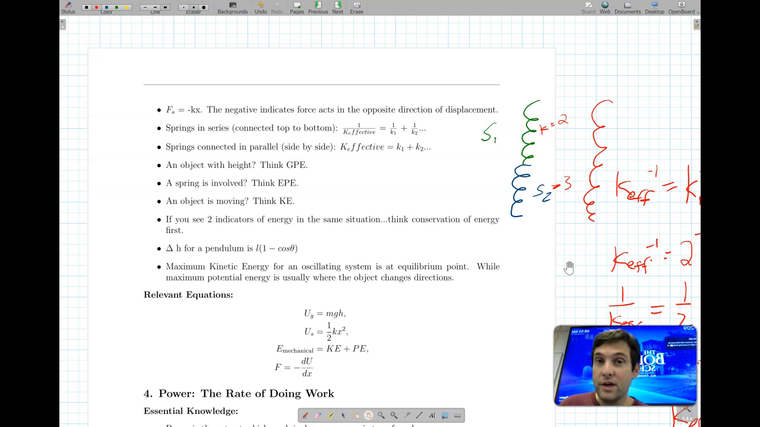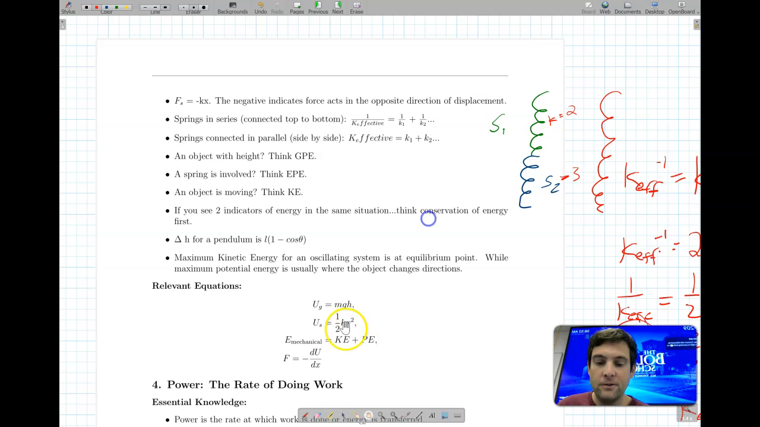If you have a spring involved, there's only two things you're going to think about: spring potential energy or the spring force. If you do have two of those indicators, height, spring, or speed, in the same situation, do yourself a favor and use conservation of energy first.